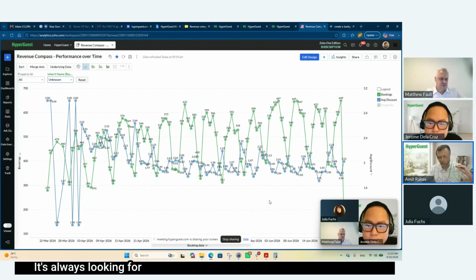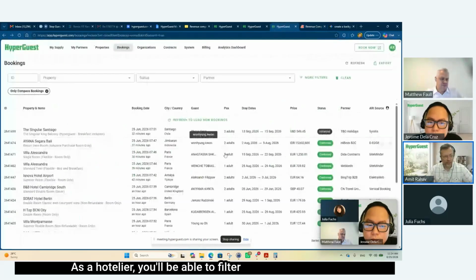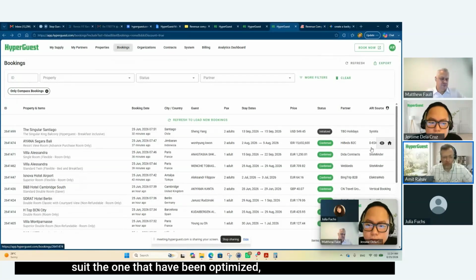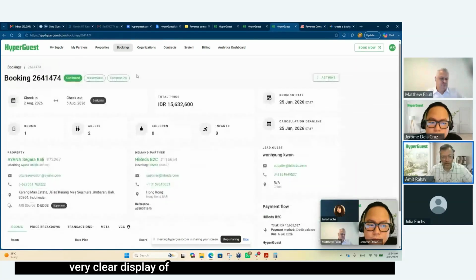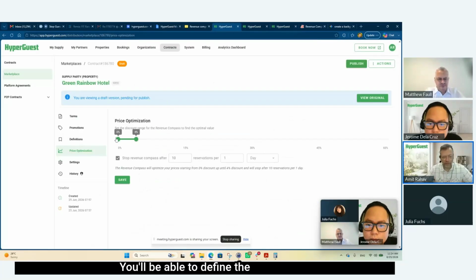It's always looking for the right spot according to the real-time trends in the demand ecosystem, based on a huge amount of B2B data. So that's the final point, that's where I'm going to get to. As a hotelier, you'll be able to filter the bookings to only see the ones that have been optimized, and you have a very clear display of the Compass contribution here. Okay. You'll be able to define the ranges. So here I'm just giving it, we'll talk about different strategies.